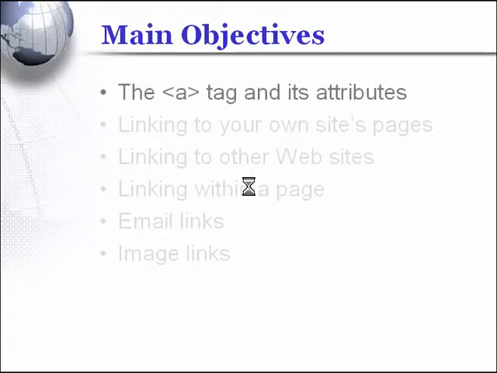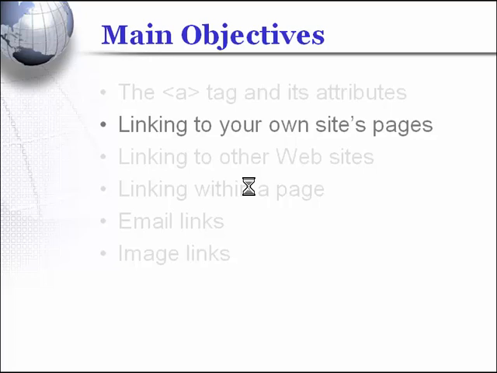And here we highlight some of the main objectives of this video. First of all, the A tag in HTML is the one that generates the links, and there are several attributes of the A tag that we'll become familiar with in this video in order to control how our links work.